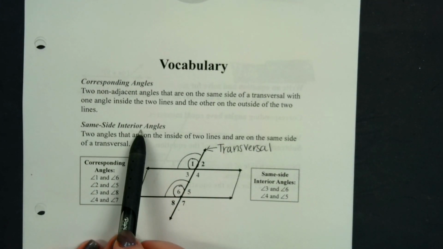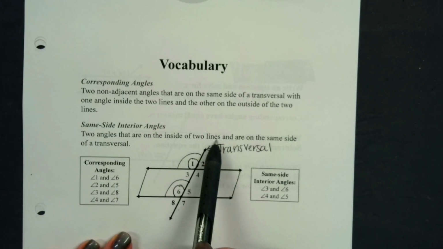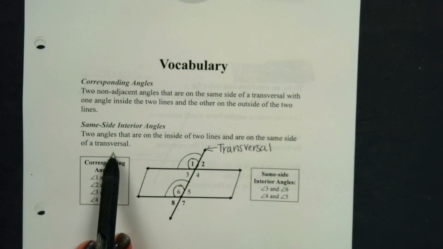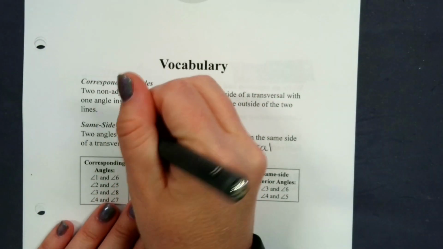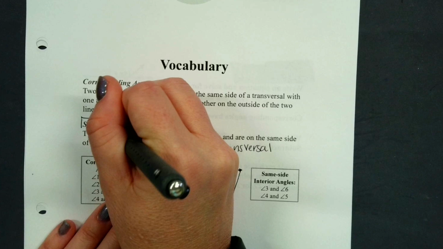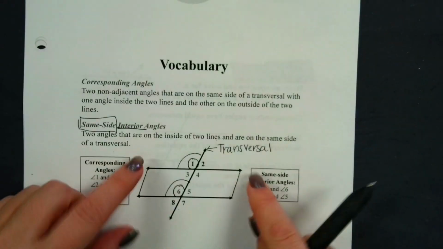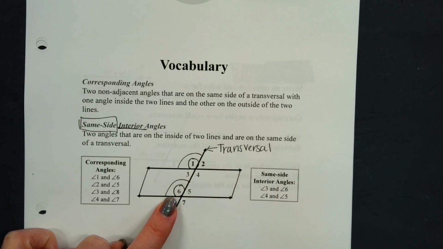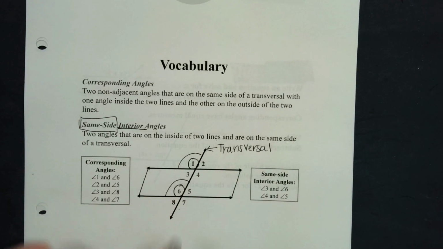Same side interior, that's the other one we're learning today. Two angles that are on the inside of the two lines and are on the same side of the transversal. So they have to be on the inside because same side interior, and it literally says same side. So we're going to box it in. We're on the inside. They have to be on the same side. So 3 and 6 are same side interior. 4 and 5 are same side interior. Does that make sense, or is it about as clear as mud?